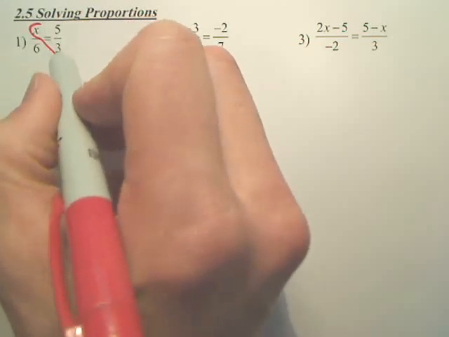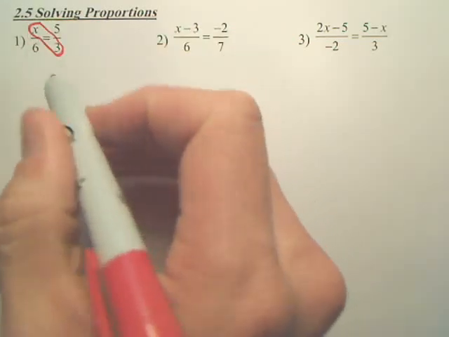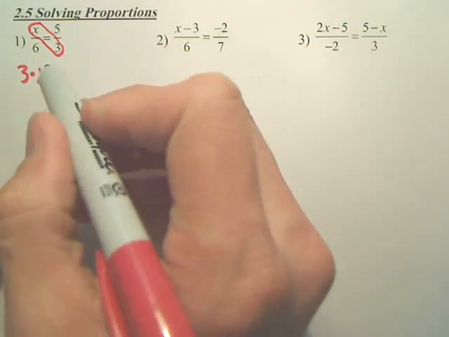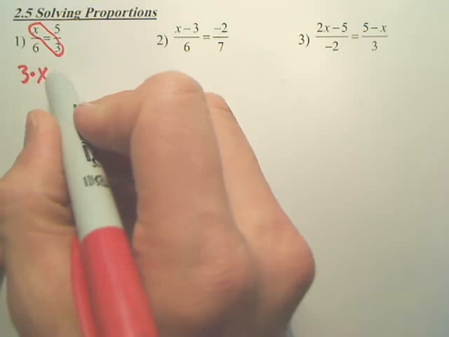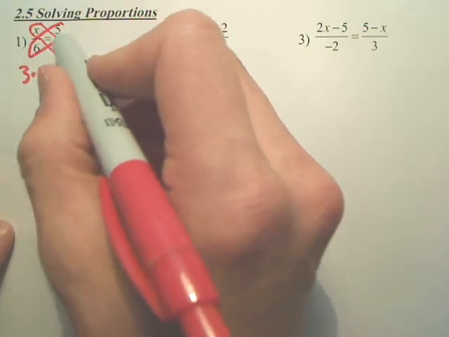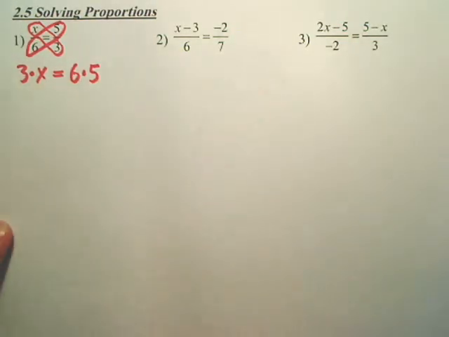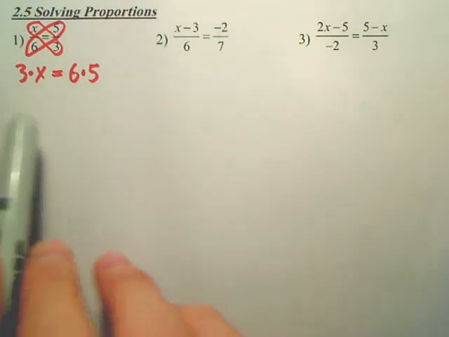You multiply across. So that's 3 times x, or x times 3. And then you're going to multiply across here. That is 6 times 5 or 5 times 6. It doesn't matter the order you do it. And you set them equal. You basically multiply one direction equal to the other direction.